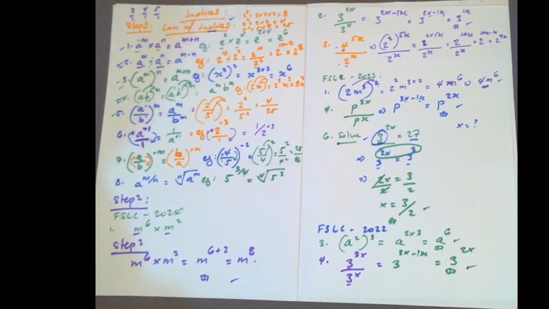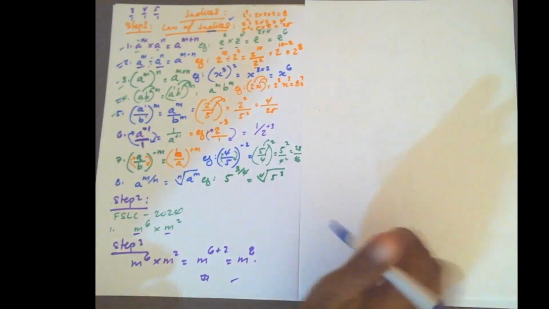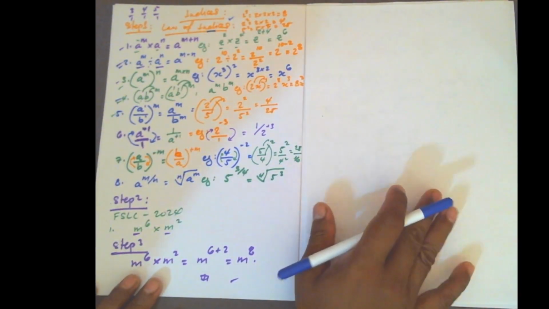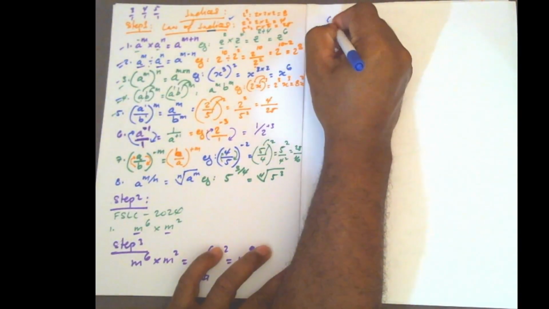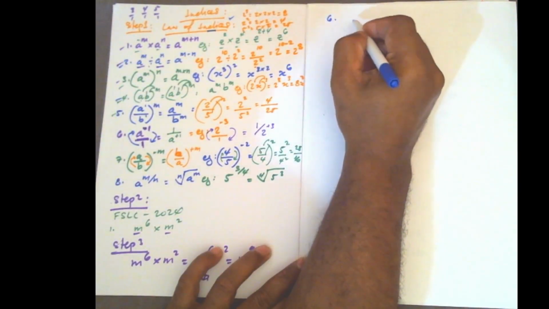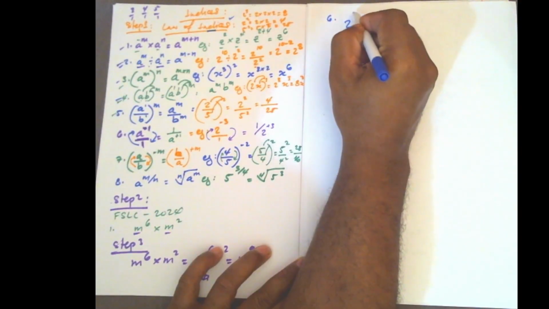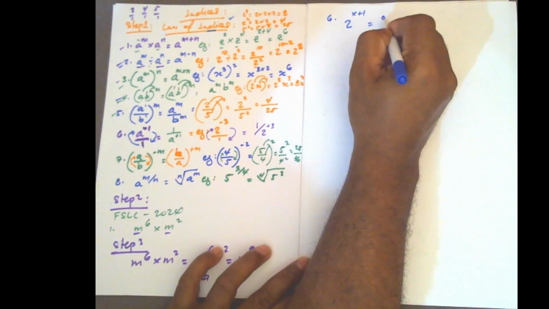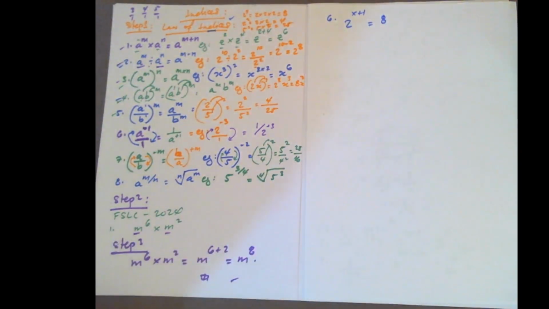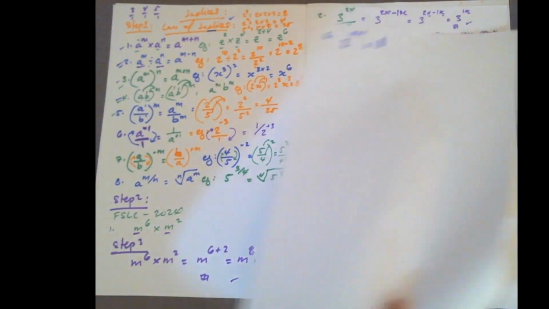We look at another question in the 2002 paper. I'll cover this up. That is question number 6: 2 to the power of x plus 1 is equal to 8. Now we'll use the same approach here as we have done before.